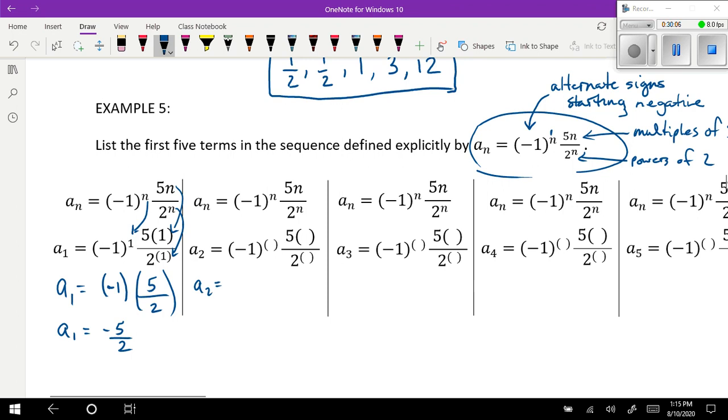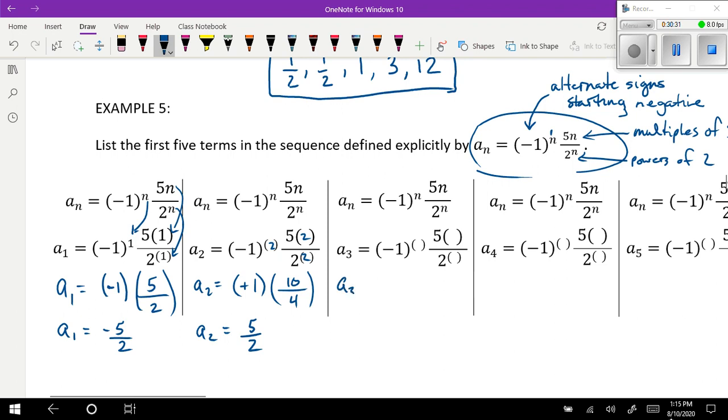My a sub 2 is what I'm going to get when I put a 2 in for my n value. So -1 squared gives me a +1. I don't have to write the plus sign. 5 times 2 on my numerator gives me 10, and 2 squared on my denominator gives me 4. So my a sub 2 is 10 over 4, which reduces down to 5 over 2.